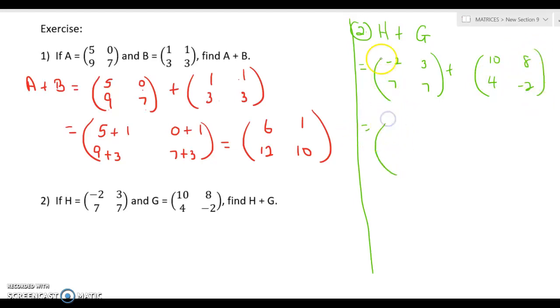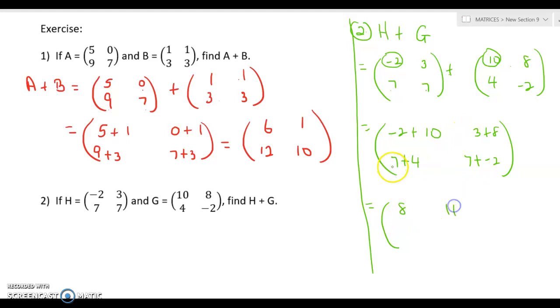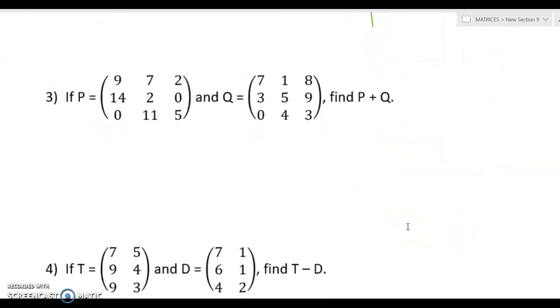So let's go ahead. So minus 2 plus 10. By now you should know what to do, right? I'd have to circle it. And then 3 plus 8. And then bottom now, 7 plus 4. And then 7 plus minus 2. Well, let's just simplify. Minus 2 plus 10 is 8. 3 plus 8 is 11. 7 plus 4, 11. Remember, a plus and a minus, where the signs are different, is a minus. 7 minus 2 is 5. Good. Good so far. Let's look at the last 2 questions.